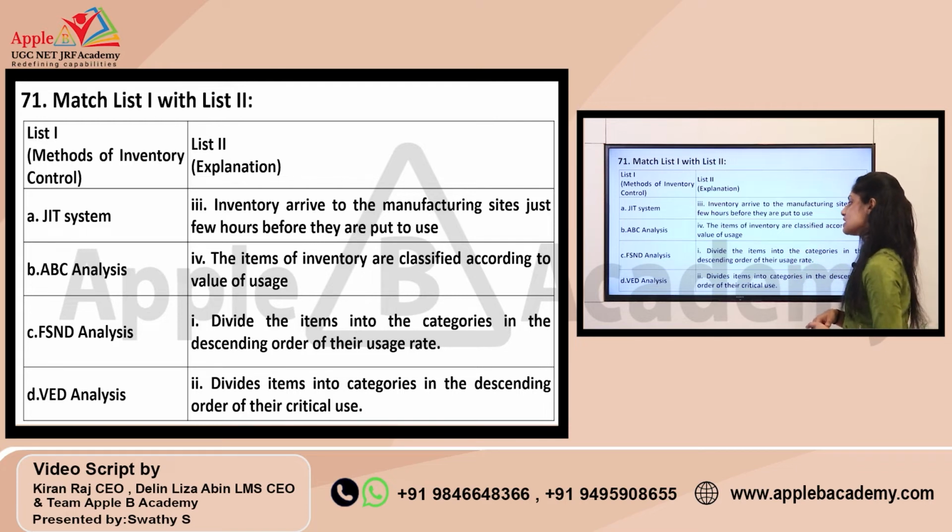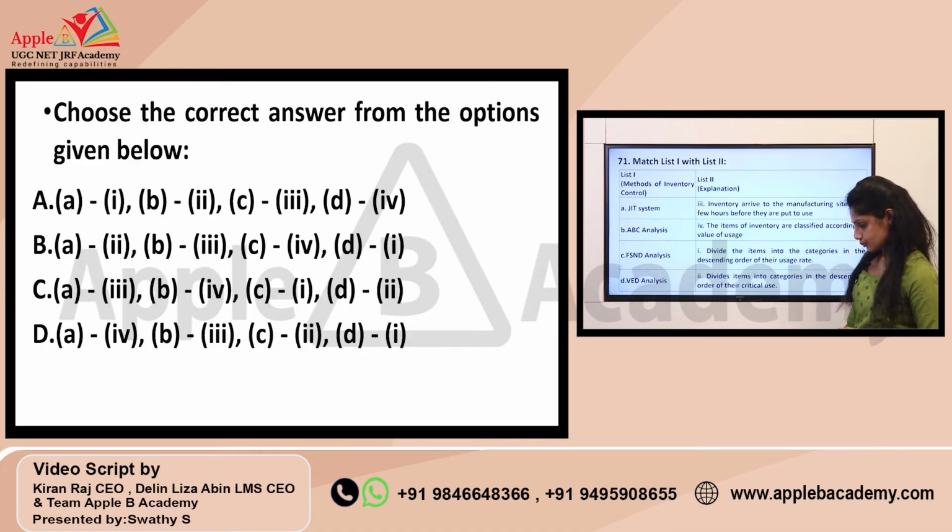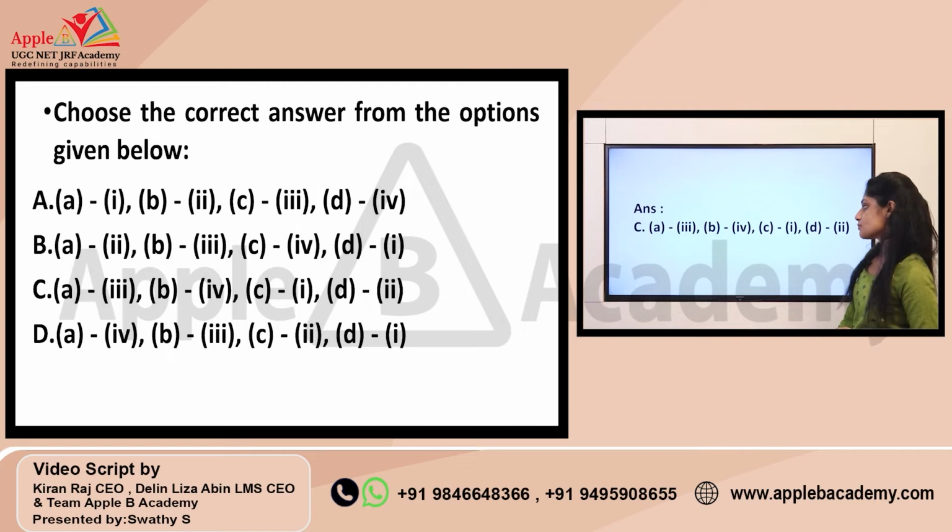Then FNCD analysis divides the items into categories in descending order of their usage rate. So based on that usage we are classifying FNCD analysis. And finally, WED analysis divides the items into categories in descending order of their critical use. So A3, B4, C1 and D2. So the correct option is option C, A3, B4, C1 and D2.